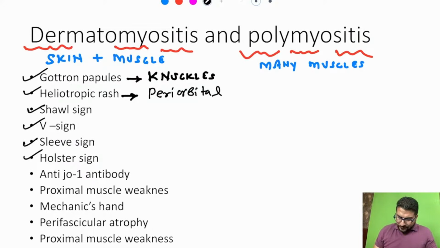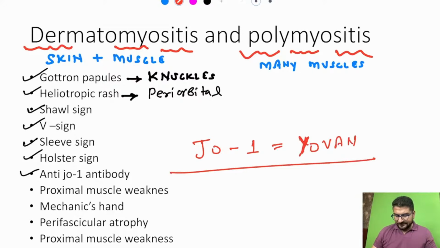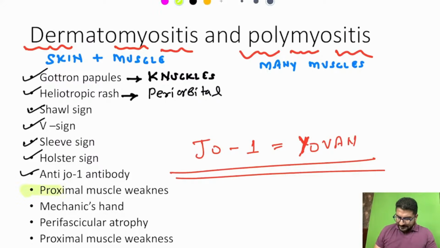Then you will find anti-Jo1 antibody. Remember Jo1, Yo1. Yo1 means it occurs in young women. Both these diseases affect young females. And very, very important, there is proximal muscle weakness.